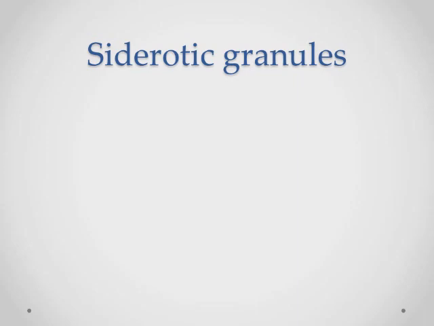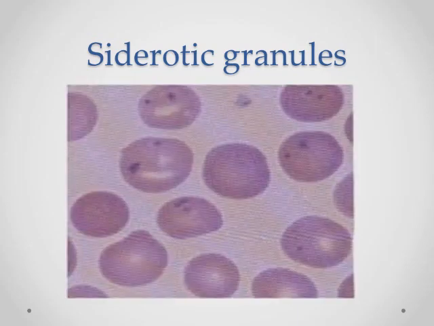Now we have another slide for another inclusion called siderotic granules. What are these siderotic granules? Siderotic granules are granules of hemosiderin. See, this is a blue dot, but here each cell contains many blue dots, not only one single blue dot like what we saw in megaloblastic anemia. Here, for example, in this cell there are two blue dots, here two, here two, here three blue dots. This is called siderotic granules, like excess hemosiderin.